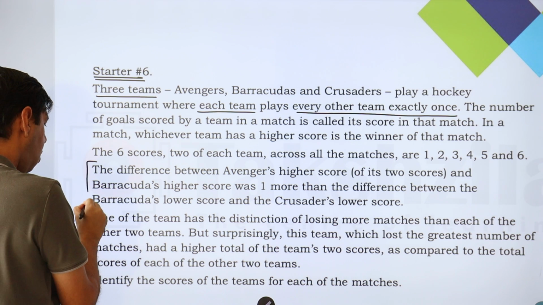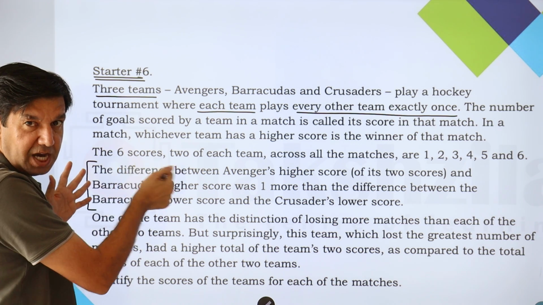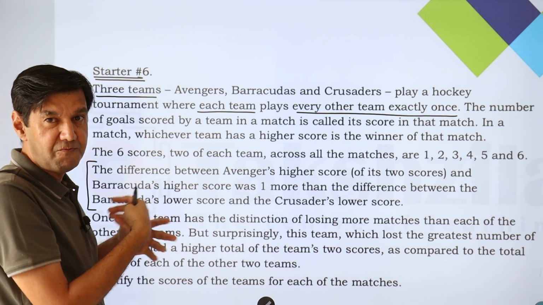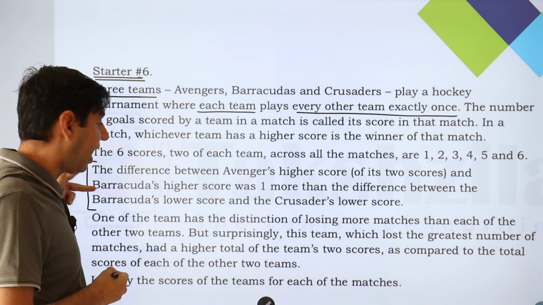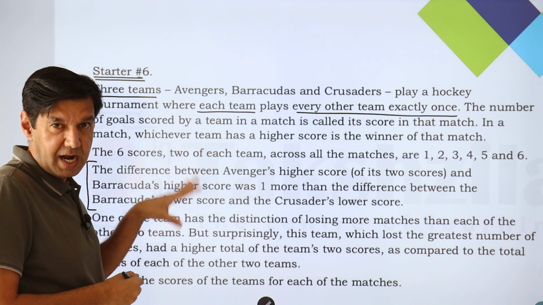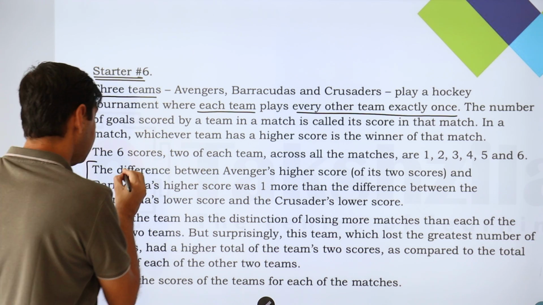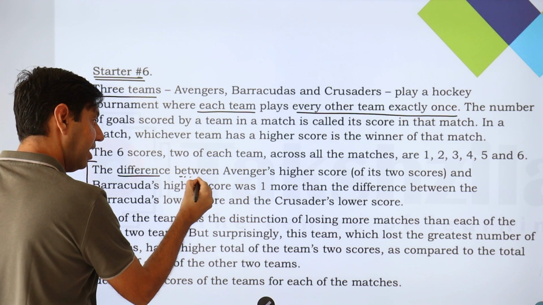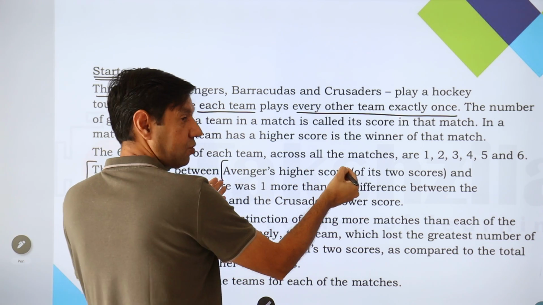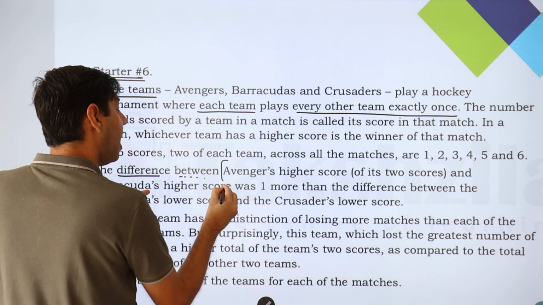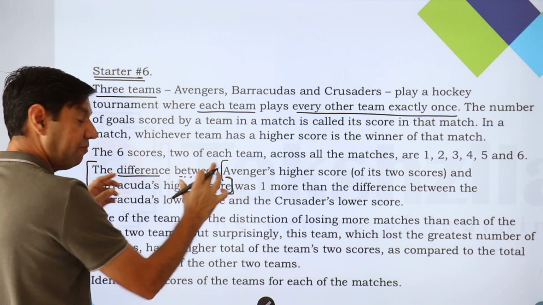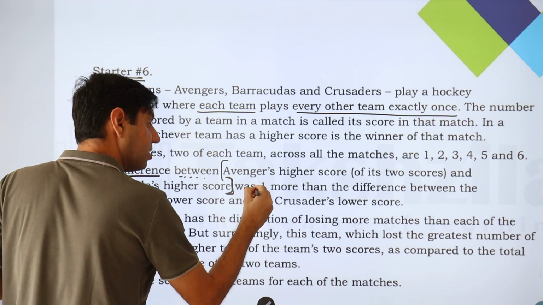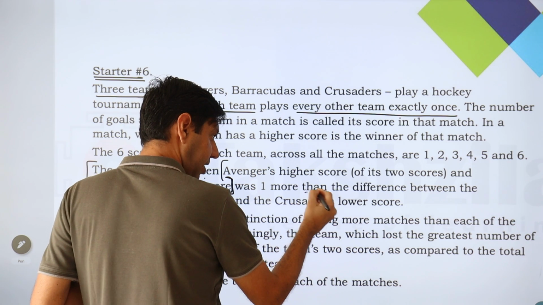Now there is some longish clue here, which is going to challenge your comprehension skills. Another common theme for those who can't get sets is that I don't understand the clue. You'll have to take appropriate pauses. So we are talking of a difference. Difference means subtraction. What difference between Avengers' higher score and Barracuda's higher score? Take a pause. So we have 2 numbers, the difference between them. Now the verb comes in: was one more than what you are comparing with.